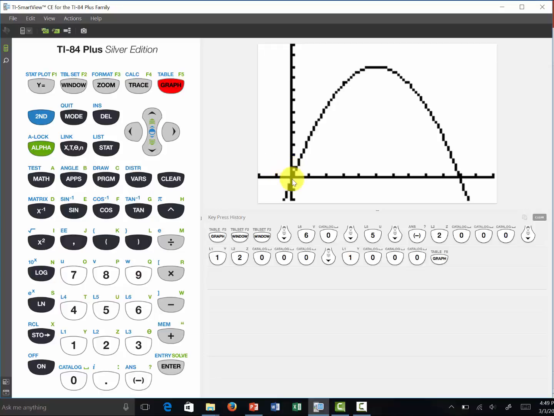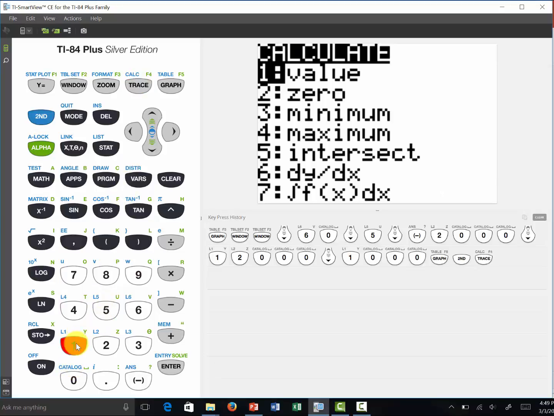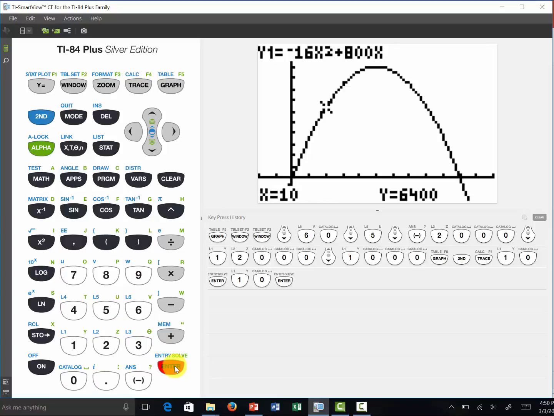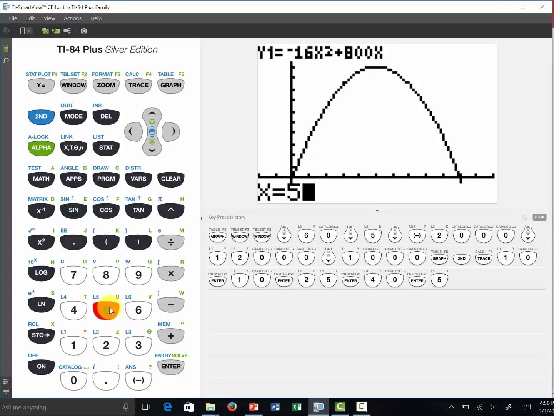Okay, here we can see the x-intercept, the y-intercept going through the origin. This is the second x-intercept at 50. Here's the maximum happening at 25 at a height of 10,000. And if we go to calculate and number 1 for value, when x is 0, y is 0. When x was 10 seconds, we had a height of 6,400. At 25, we have a height of 10,000. That is the maximum. At 40 seconds, again, we had a height of 6,400. The bullet is coming down. And then finally, at 50, we have a height of 0.